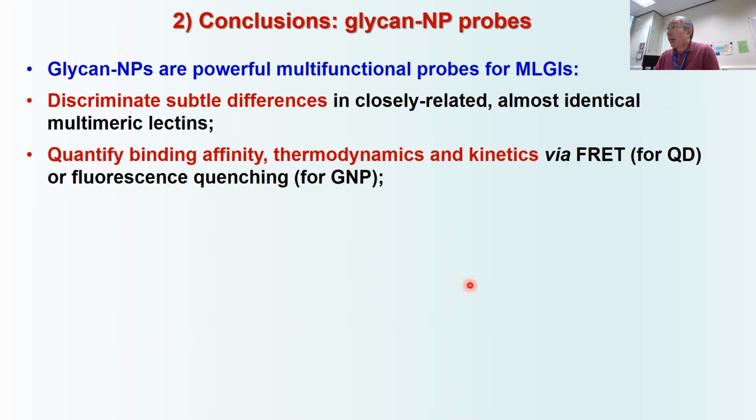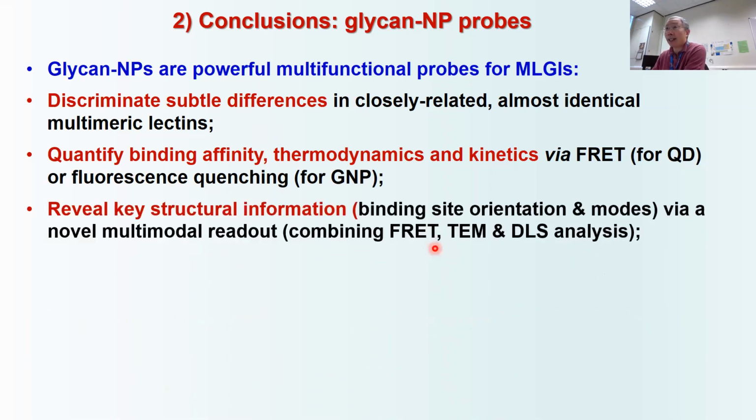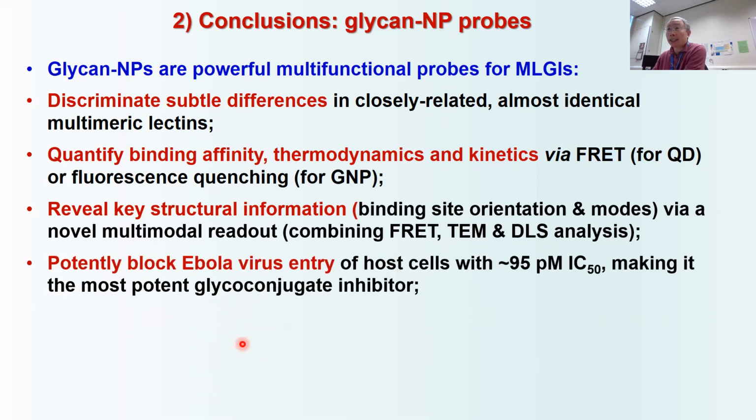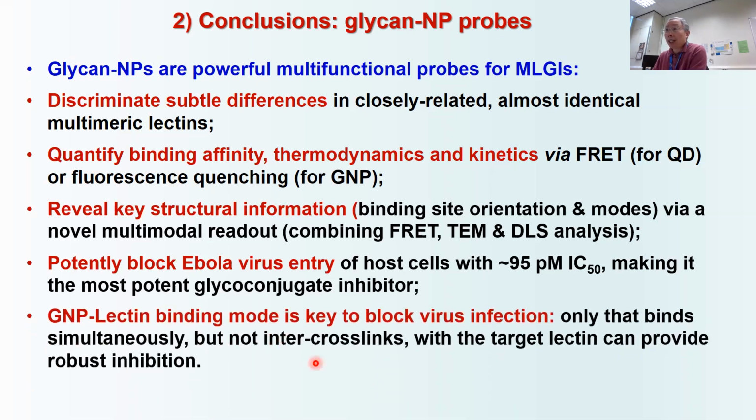Okay, so here is a summary of what we have learned from the glyco-nanoparticles. We can discriminate subtle differences in these closely related lectins. We can quantify binding affinities, thermodynamics, and kinetics. We can reveal their key structural information by combining FRET, TEM, and DLS analysis. We can also potently block virus infections. And we revealed the binding mode, which is really key to being able to design virus infection blockers.